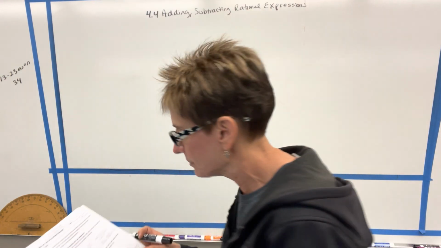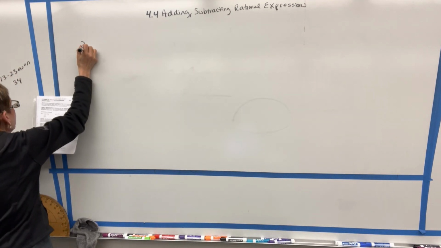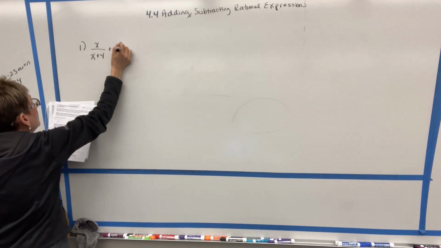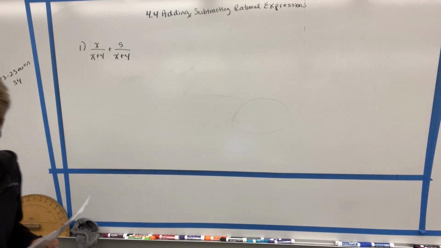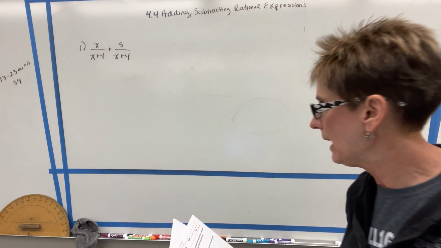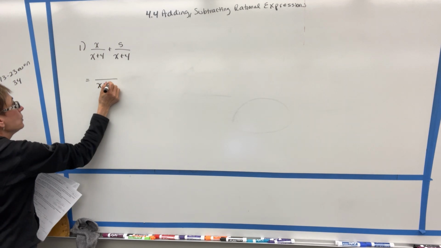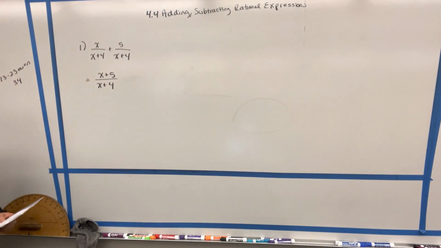So let's talk first of all about how you would add two rational expressions if the denominators are the same. For finding the sum or difference in this example, I have x over x plus 4 plus 5 over x plus 4. Since the denominators are the same, I can keep the denominator and add the numerators. So the denominator would be x plus 4. The numerators added together would be x plus 5.